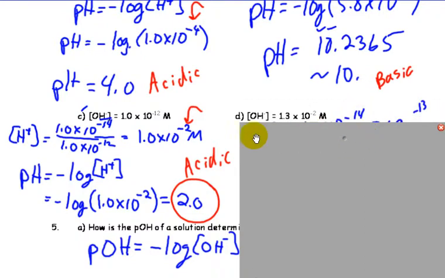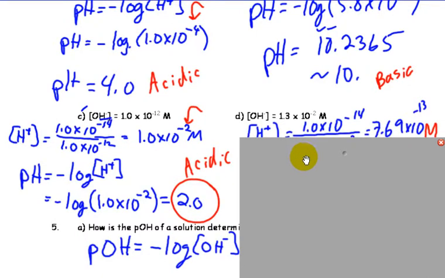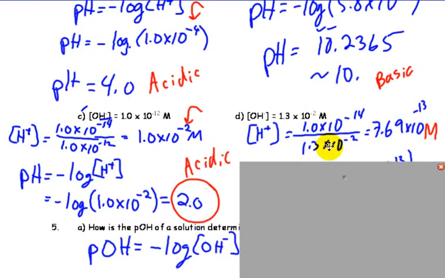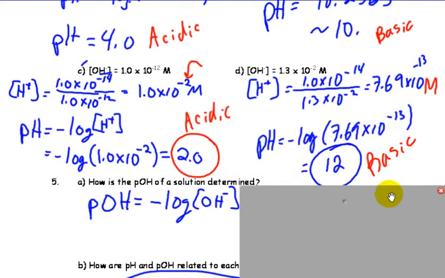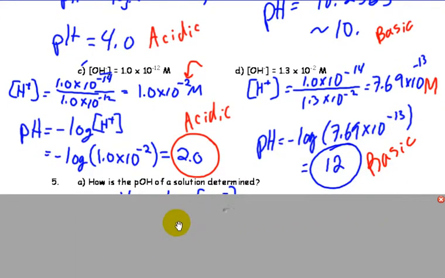Over here, just like this one over here, we have the hydroxide ion concentration. So H times OH gives us 1.0 times 10 to the minus 14. So to solve for H, divide it by 1.3 times 10 to the negative 2, and I get 7.69 times 10 to the minus 13 molar for the concentration of H. Once I've done that initial step, then I can figure out the pH just like I did in part B, and it works out to be 12.